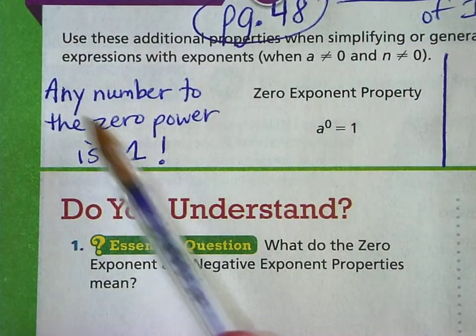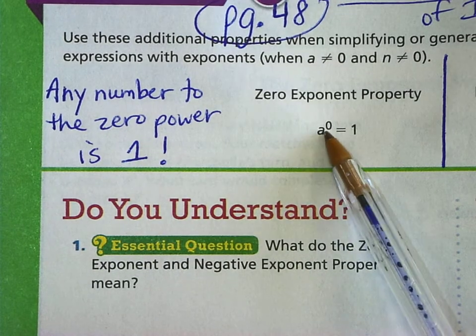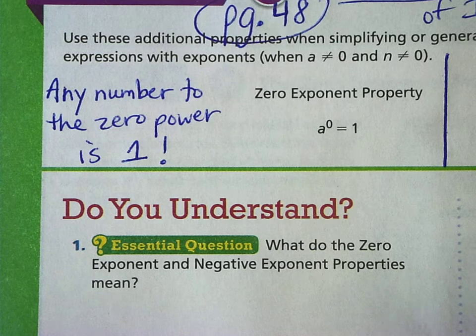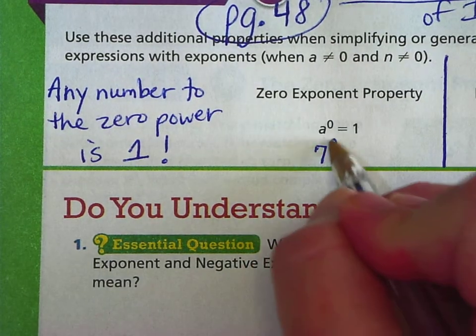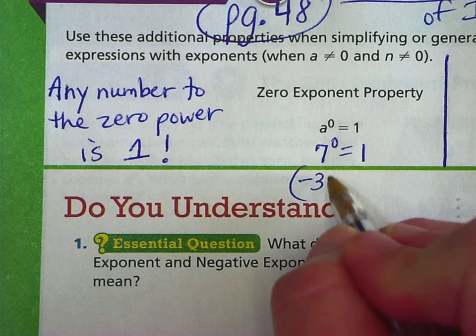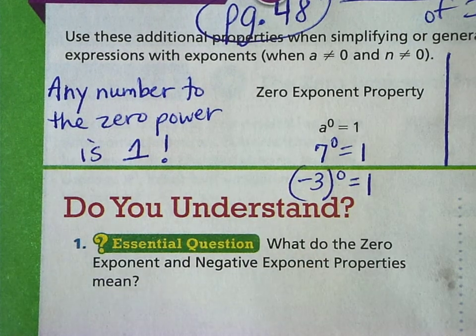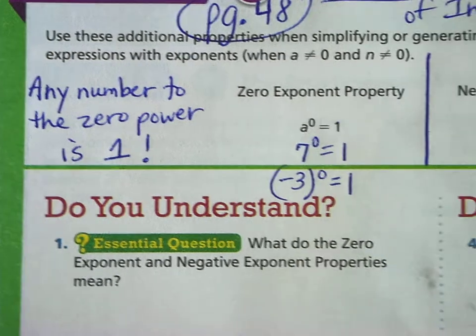This property says any number to the zero power is 1. So for example, 7 to the zero power equals 1. -3 to the zero power is 1. And I'll get to why that is true in just a minute. But any number to the zero power is 1.